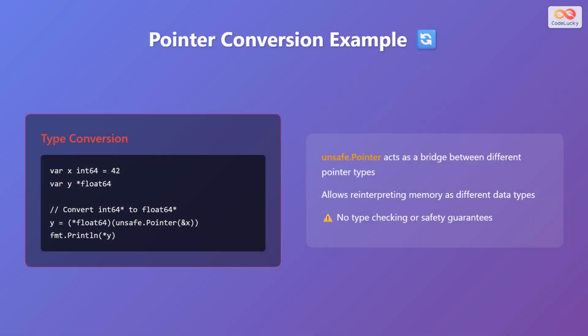Here is an example of type conversion using the unsafe package. The unsafe.Pointer acts as a bridge between different pointer types. It allows reinterpreting memory as different data types. However, keep in mind that there are no type checking or safety guarantees when using this method.